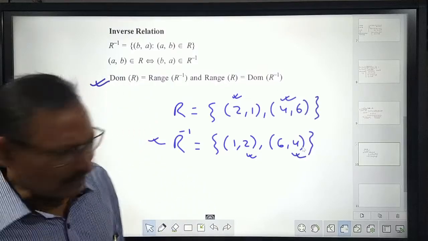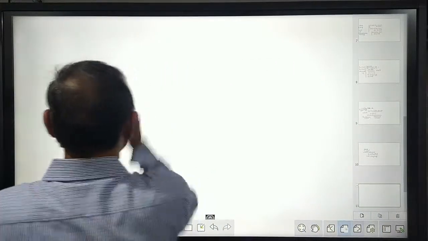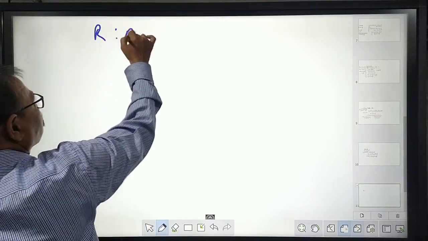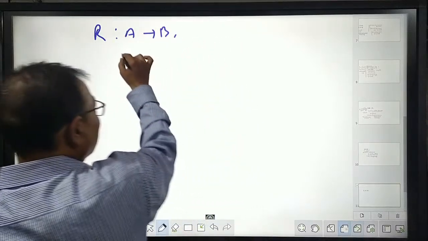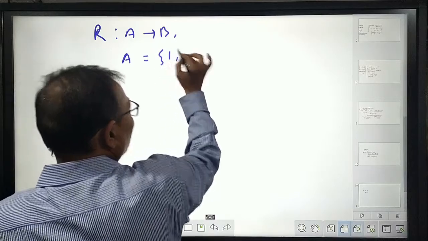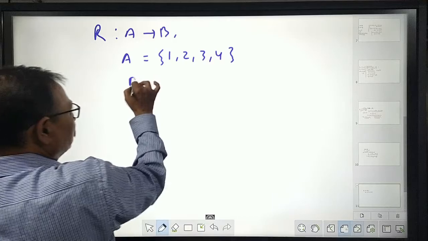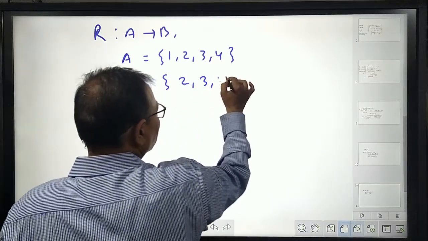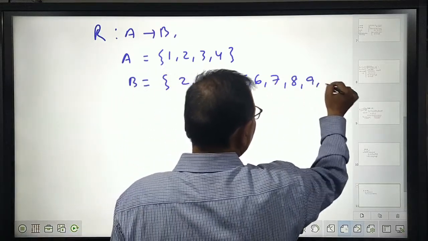I take another example that will be a very simple one. Okay, suppose that R is a relation from set A to B, where set A is equal to the collection {1, 2, 3, 4}, and set B is the collection {2, 3, 4, 5, 6, 7, 8, 9, 10}.